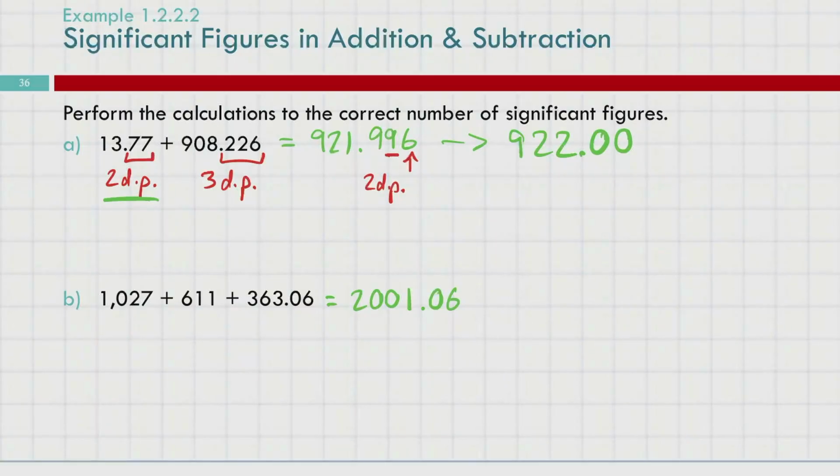For B, since we're still doing addition and subtraction, we're caring about our decimal places. We've got no places after the decimal, no places after the decimal, 2 places after the decimal. We're going to pick no places. So we look at our 1. That's our last significant place, our last significant figure. The 0 tells us just keep it the same. So 2001 is our answer.